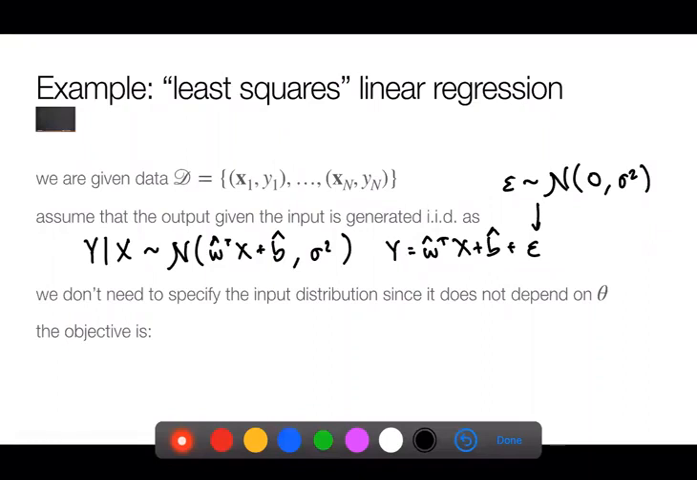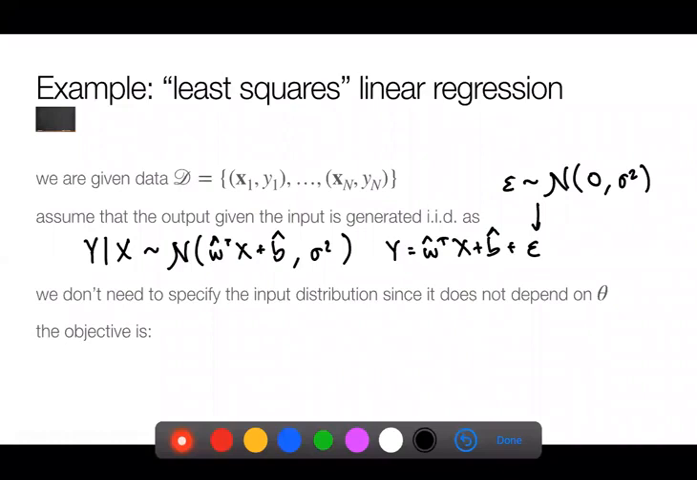We don't need to specify the input distribution p of x. Remember, it doesn't depend on theta. We assume that it doesn't depend on theta, and so it totally canceled out of the optimization problem that we had. So p of x could be whatever we want. Even if we did specify it, it wouldn't show up in the argmax anyway. So we save ourselves some trouble and decide not to specify it.